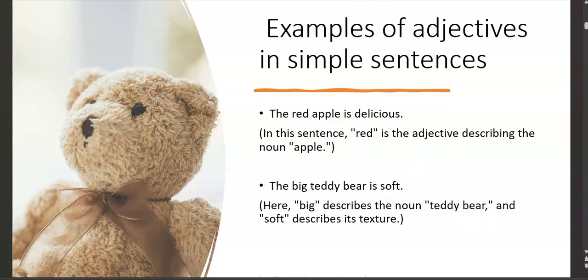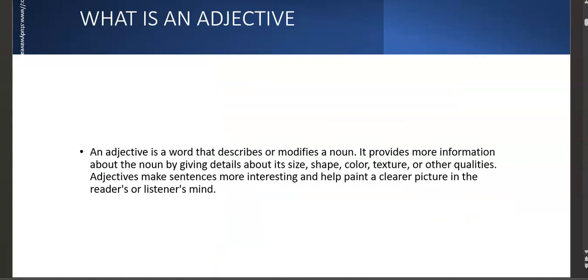This will count to our definition here, where we say an adjective is a word that describes or modifies a noun. It provides more information about the noun by giving details about its size, shape, color, texture, or other qualities.